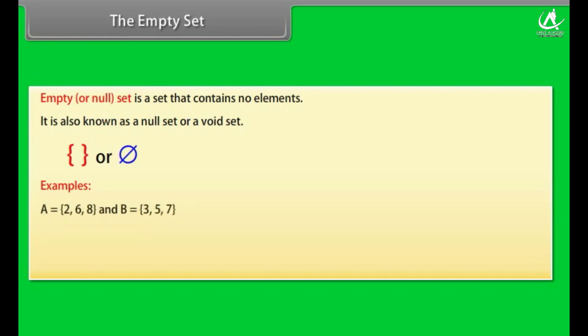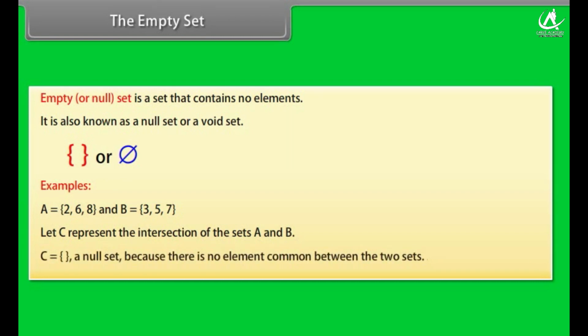Examples: A is equal to {2, 6, 8} and B is equal to {3, 5, 7}. Let C represent the intersection of the sets A and B. C is equal to a null set because there is no element common between the two sets.